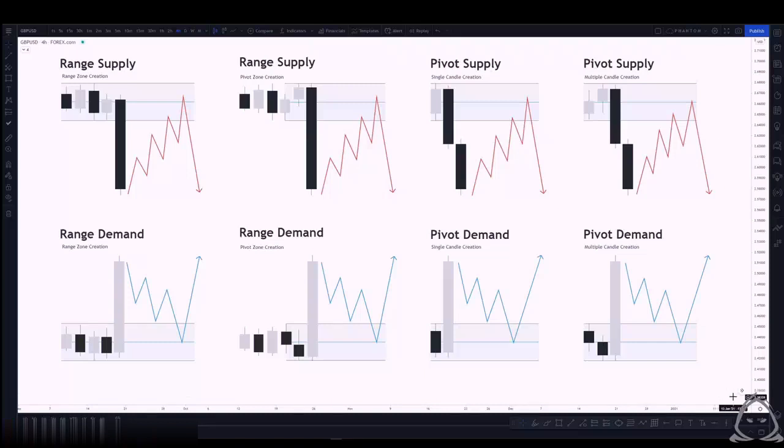So what we have in front of us are a couple different ways of mapping supply and demand zones using these ideas and concepts of zone creation. If we start right here, we can see that we have range created supply and range created demand. And we're using the range zone creation, or marking the zone using the range that is created.